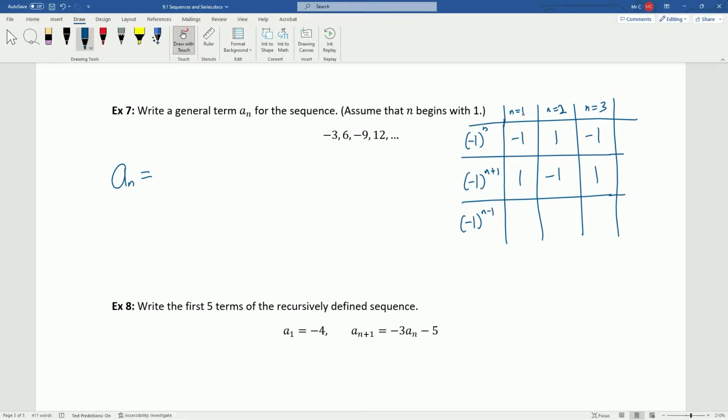Well, if I plug in 1, what do I get? I get 0, so -1 to the 0th power, that's also 1. If I plug in 2, I get -1 to the first power, that's -1. And if I plug in 3, I get -1 squared, that's 1. The key thing here is that I want everybody to realize that these are the same. Let me try that again here.